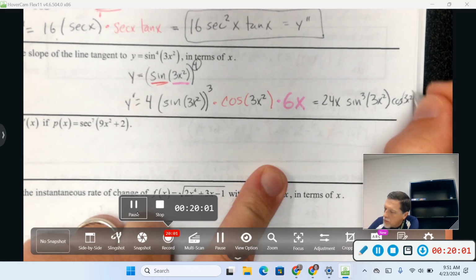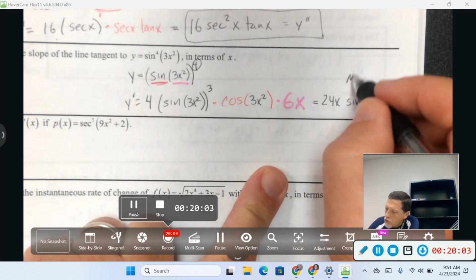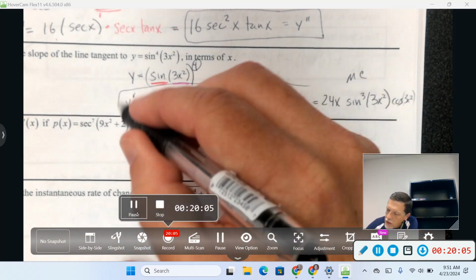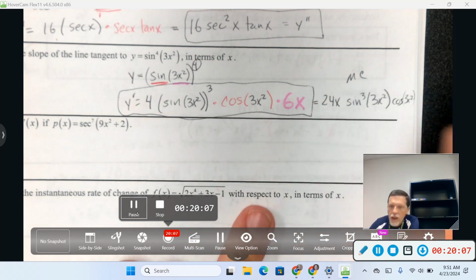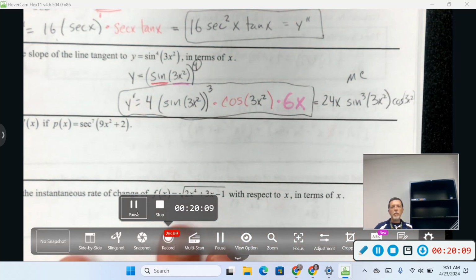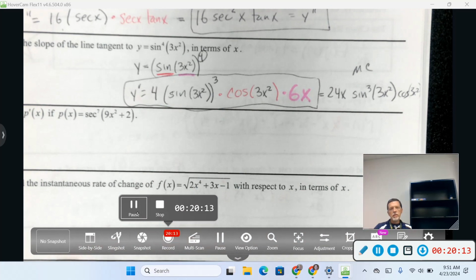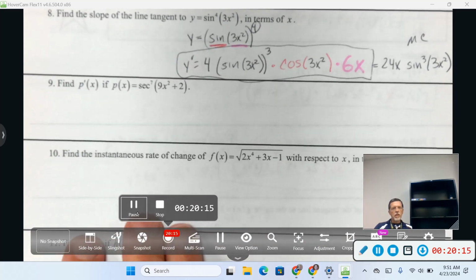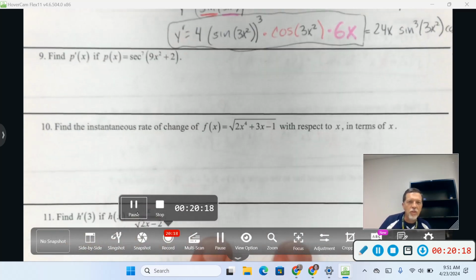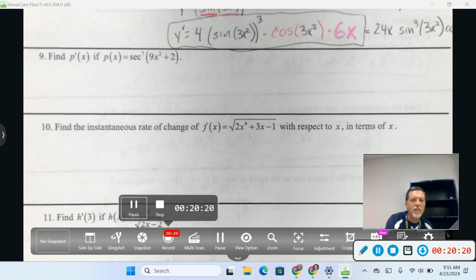So there's your multiple choice answer, but what we wrote there is completely okay. I mean, almost preferable even, because you can see the chain and where the chain came from. Why don't you try number 9, speaking of multiple chains in a chain rule.